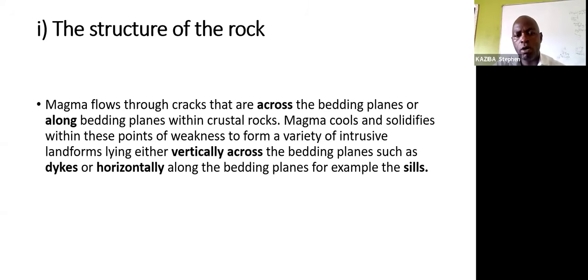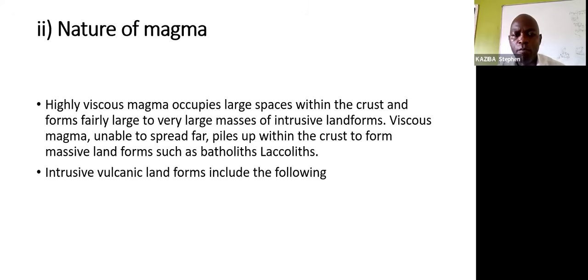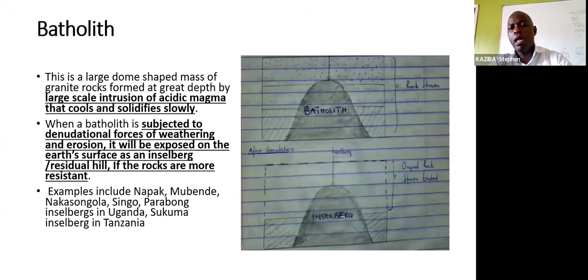So the structure of the rock: do we have horizontal bedding planes or vertical bedding planes, where magma can be intruded either vertically or horizontally? Then you talk about the nature of magma intruded. Is it highly viscous or is it basic? After talking about that, then we go to the landforms.